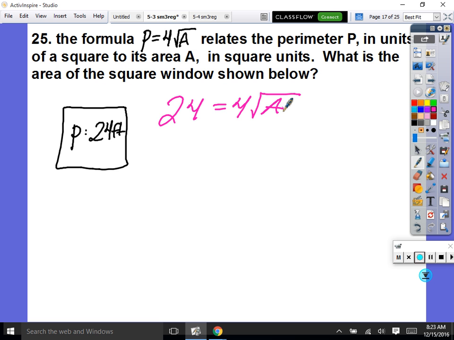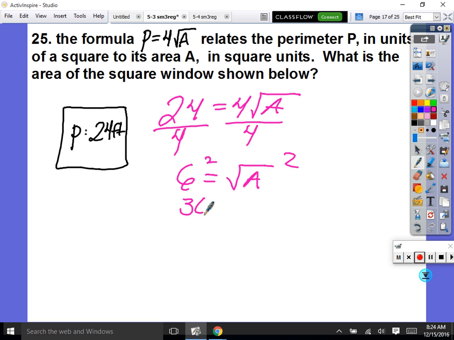Do you see how this is literally no different than what we just did? It's just written as a story problem. So we're not going to let story problems throw us off. Divide by 4. 6 equals the square root of A. Then we would square both sides. 36 equals A. So you'd say A is 36. So don't let story problems throw you off.